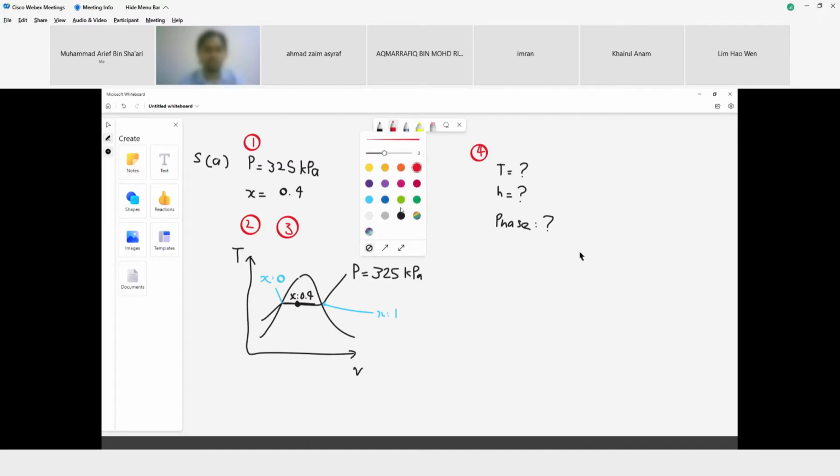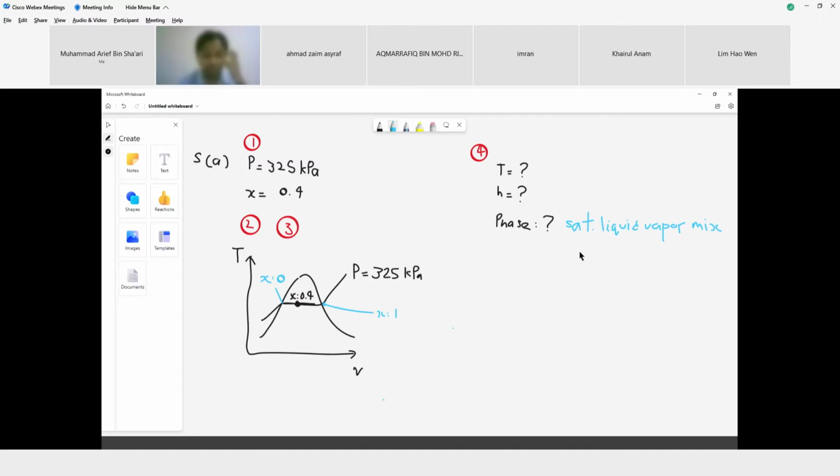For example, the phase. Since the point is located somewhere here, at 0.4 in this region, we know that the phase is saturated mixture, or in detail, saturated liquid-vapor mixture. So we have done the first answer.